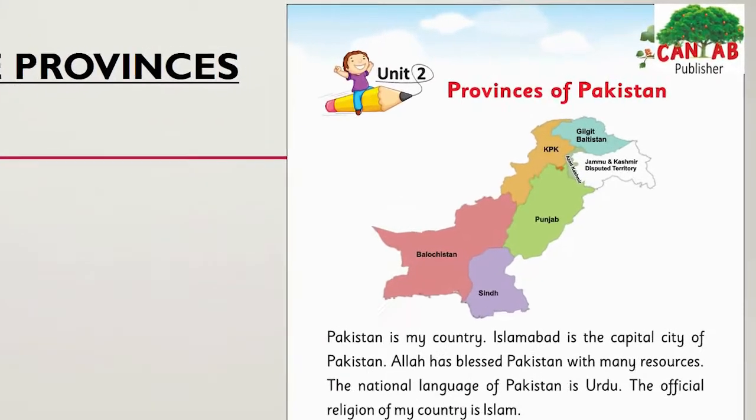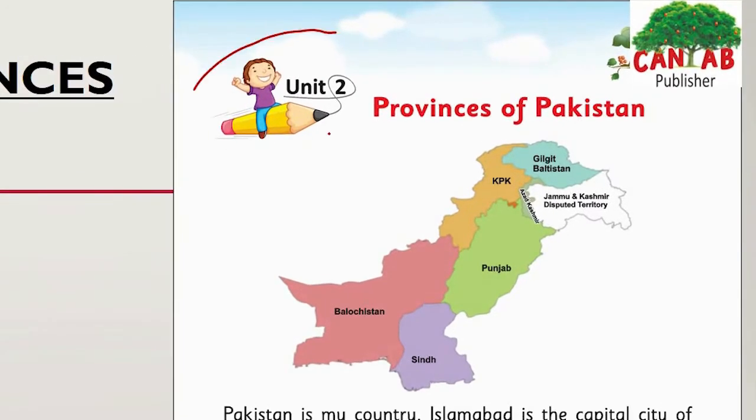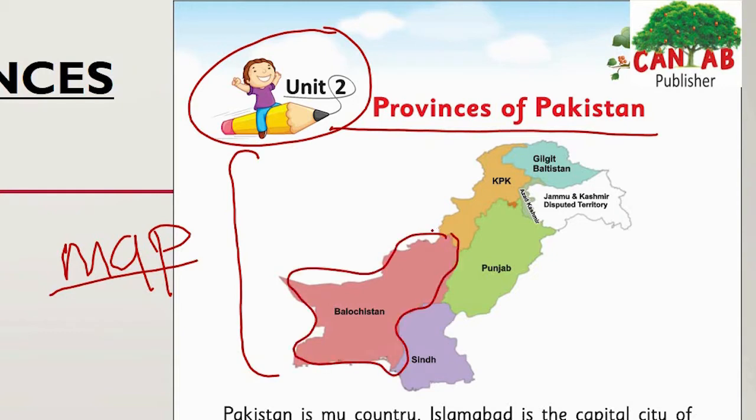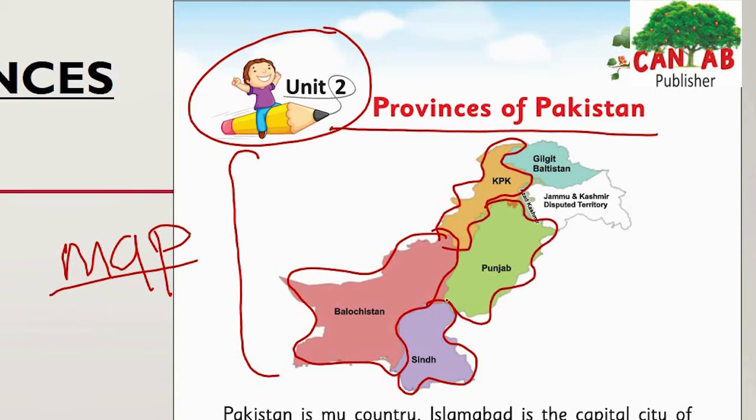This young fellow is pointing out at page number 9. Unit number 2, Provinces of Pakistan. What you can see in front of you is the map of Pakistan. This part of the map is Balochistan, Sindh, KPK, Punjab, Gilgit-Baltistan and the disputed Jammu and Kashmir territory.